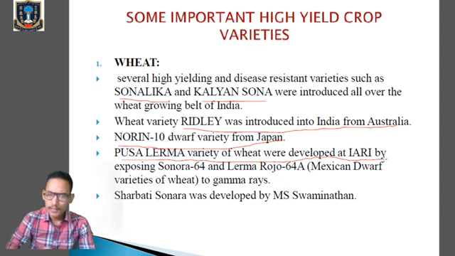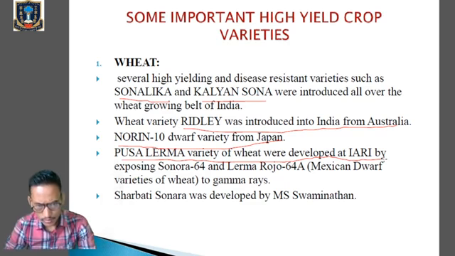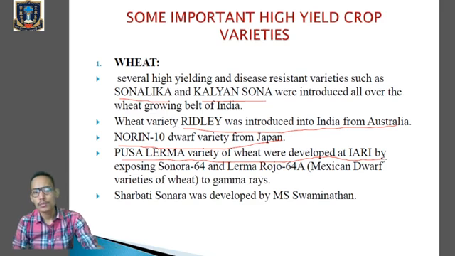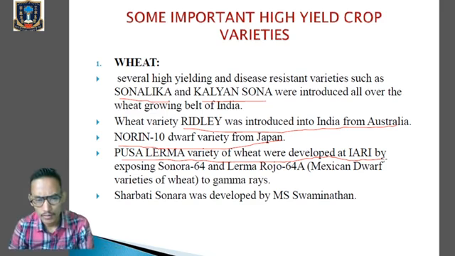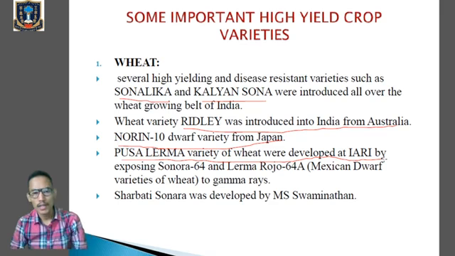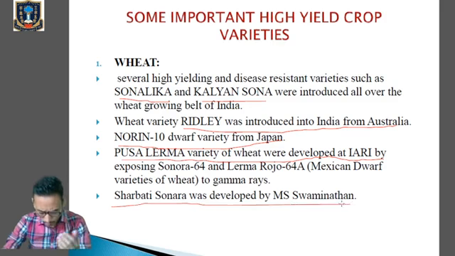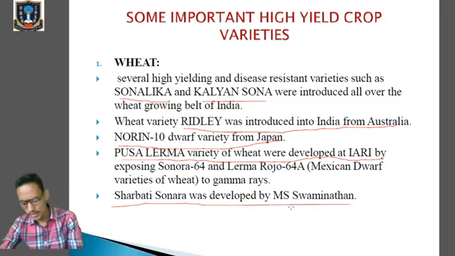IARI means Indian Agricultural Research Institute. By exposing Sonora 64 and Lerma Rojo 64A, the maximum yield variety of wheat, to gamma rays. And Sarbati Sonara is also a variety of wheat which was developed by M.S. Swaminathan, who is known as the father of the Green Revolution in India.